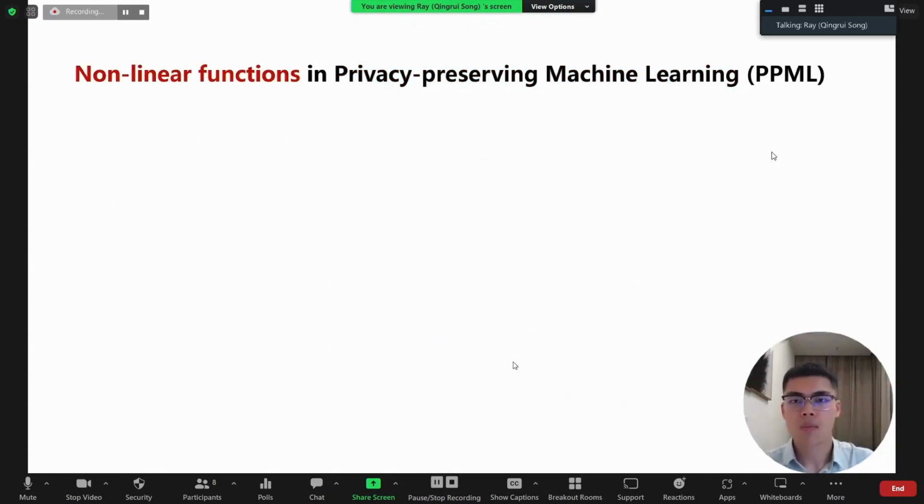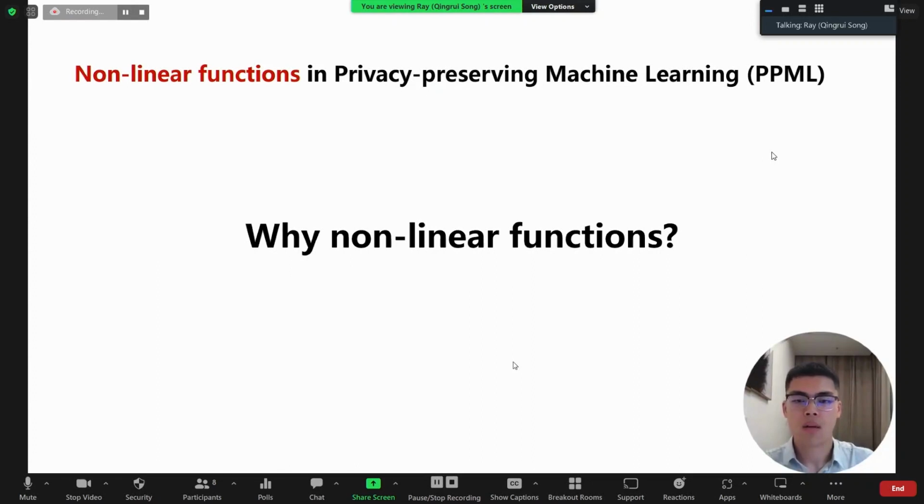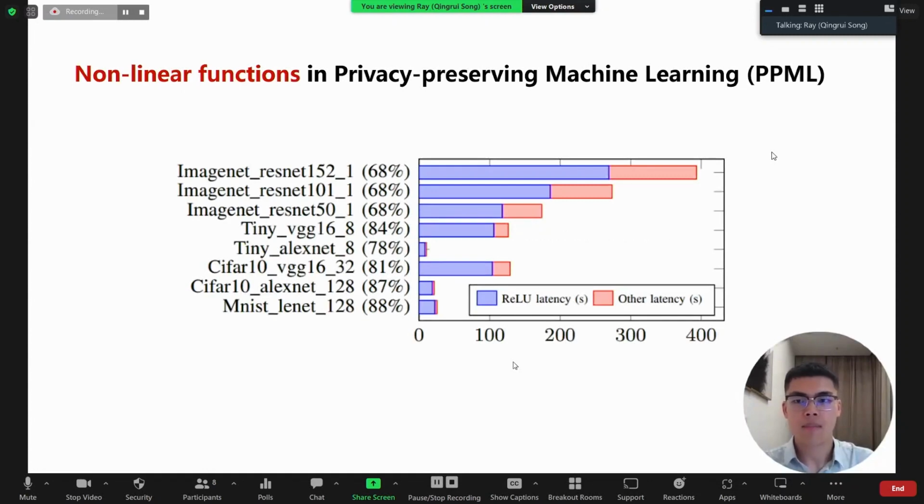The first question is, why are we interested in nonlinear functions? Recall that our aim is to improve the performance of privacy-preserving machine learning, and through experiments we found that the time spent on nonlinear operations during training or inference constitutes a significant portion of the total time. This figure shows the percentage of time that the ReLU function takes up in the total inference on different models. As we can see from this figure, on average it accounts for about 80% of total inference time, which is really a lot. Therefore, we believe that improving the performance of nonlinear operations can greatly enhance the performance of the end-to-end training and inference.